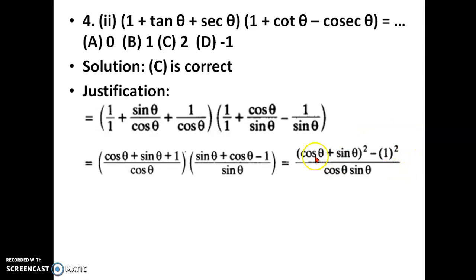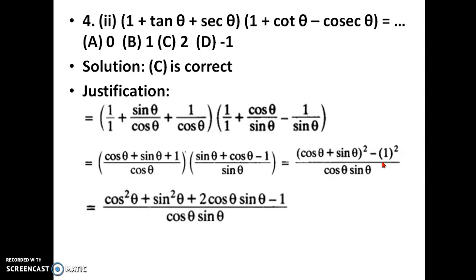So what is a here? Cos theta plus sin theta, and b is 1. So (cos theta plus sin theta) the whole square minus 1 square. Then (cos theta plus sin theta) the whole square, no? That is expanded with the algebraic identity (a plus b) the whole square equal to a square plus b square plus 2ab. So a is cos theta, b is sin theta. So you can write like this.